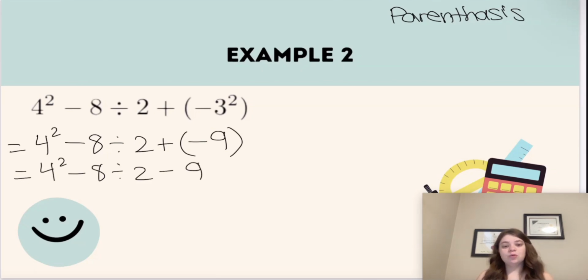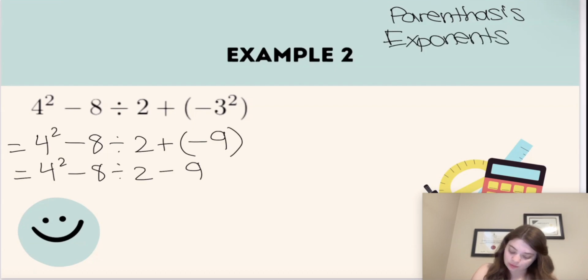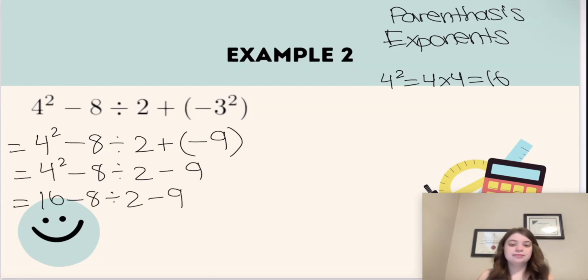Okay, now there's no more brackets, so now we should move on to E for exponents. Are there any exponents? Well, yes, 4 squared is an exponent. 4 squared is equal to 4 times 4, which is 16. So in my next line, I'll be replacing it with 16.